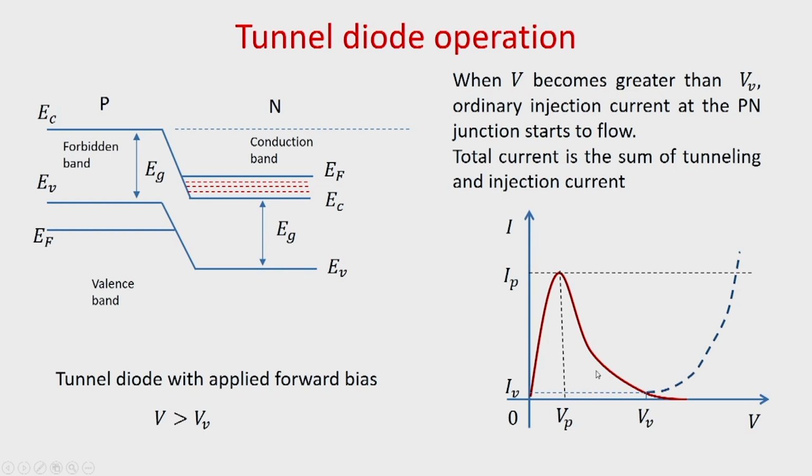It may be noted that in this part the current increases with the voltage. So, here in this region and also in this region we have the positive resistance region of operation of the diode, whereas from V p to V B this region provides the negative resistance region of operation.